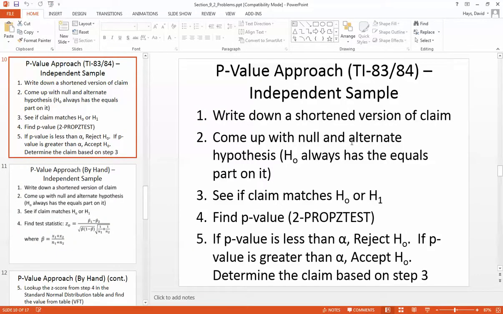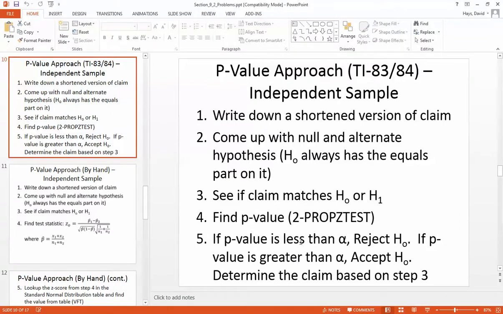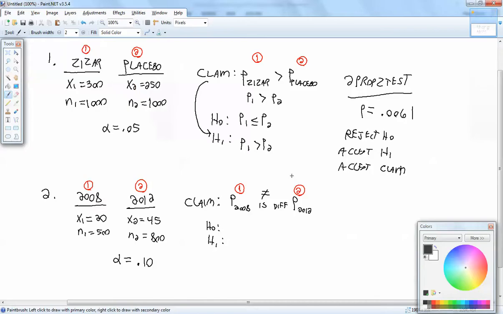Step 1, write down a shortened version of the claim. And we did that. And keep in mind, when we say different, we're talking about the symbol not equals. Okay. So come up with a null and alternate hypothesis. Well, we got a not equal to, that goes on H1. And I'm going to say P1 is not equal to P2. Instead of putting the years there, I'm just going to put the number with a P. Now, if that's not equal to, then this will be equal.